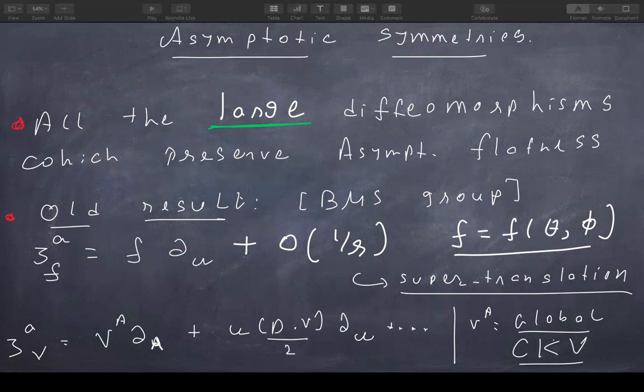And the old version of the result is what is known as the BMS group, where it was noticed that the asymptotic symmetries are not simply Poincaré symmetries, but they are enhanced by an infinite dimensional supertranslation group, which is just parameterized by some functions f on the sphere. So these vector fields xi_f are what generate supertranslations at future null infinity. And in the old BMS group, you had the supertranslations, and you had the Lorentz group, and that Lorentz group was parameterized in terms of just the global conformal Killing fields on the sphere at infinity. So that was the full space of asymptotic symmetries.